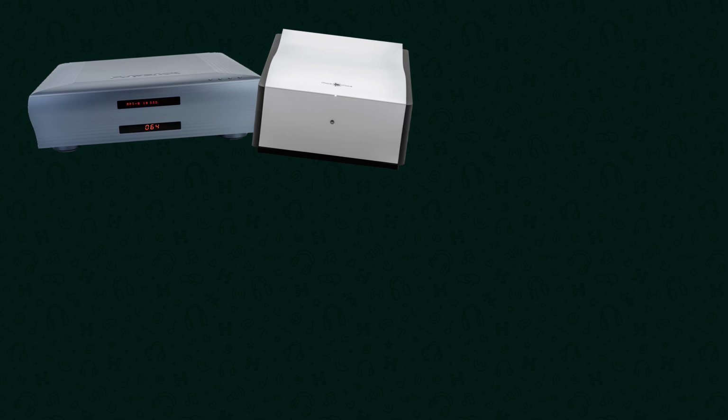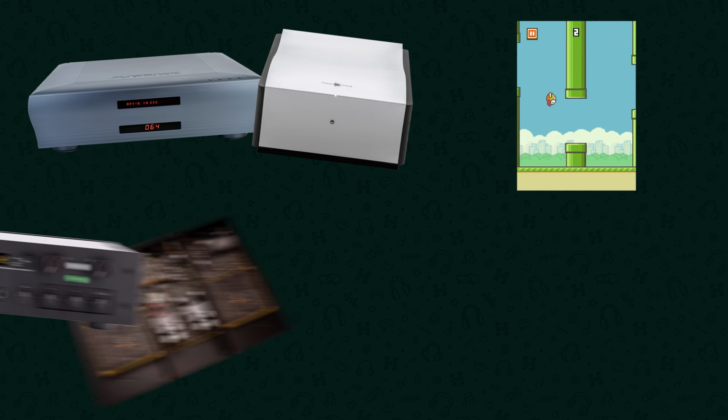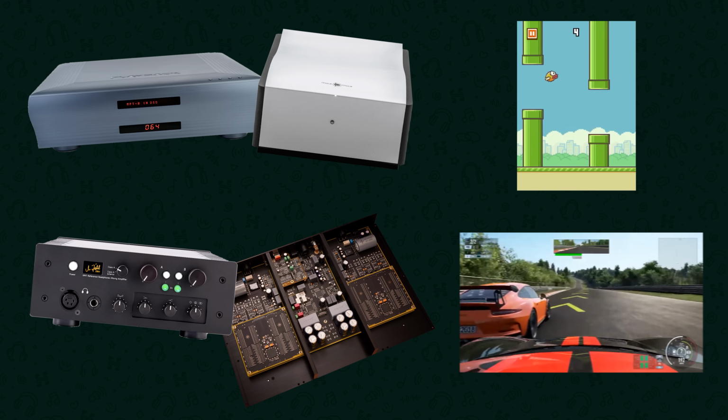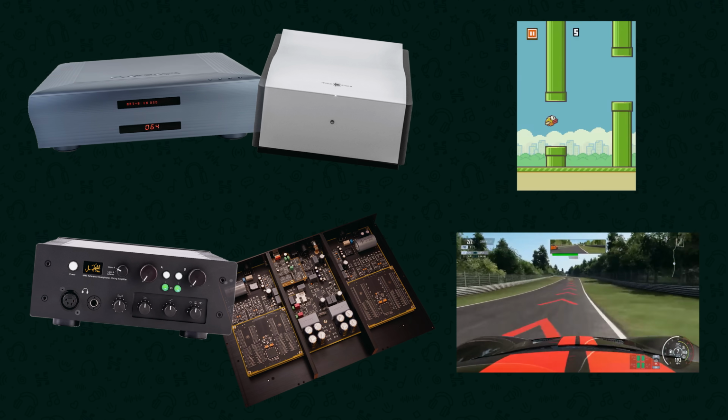So, Class D amps and Delta Sigma DACs are playing Flappy Bird, and R2R DACs and Class A amps are playing Forza. Hopefully that gave you some insight into the key principles behind the different amplifier classes you'll encounter in audio.